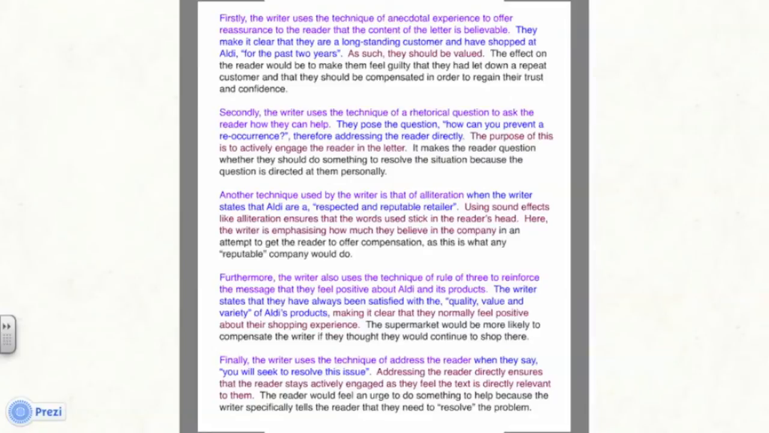Furthermore, the writer also uses the technique of rule of 3 to reinforce the message that they feel positive about Aldi and its products. The writer states that they have always been satisfied with the quality, value and variety of Aldi's products, making it clear that they normally feel positive about their shopping experience. The supermarket would be more likely to compensate the writer if they thought they would continue to shop there.